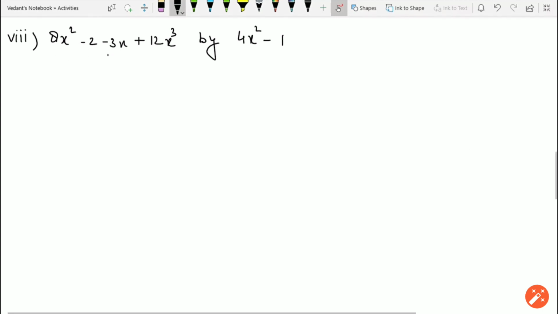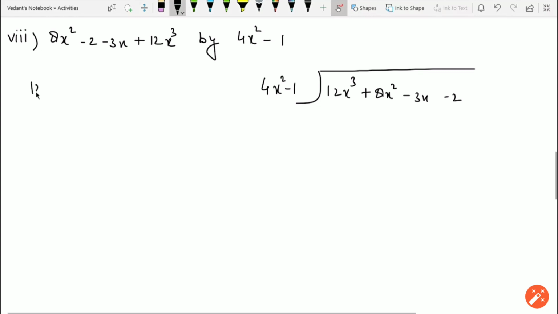Now another question. 8x square minus 2 minus 3x plus 12x cube by 4x square minus 1. Start the division. 4x square minus 1 is the divisor. And here students, one thing is very clear. You should know that the variable's highest power we write first with sign. It means we arrange the terms. Here 12x cube divided by 4x square. So it will be 3x. So write at the place of quotient 3x.